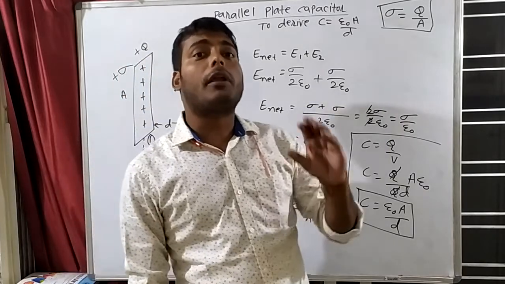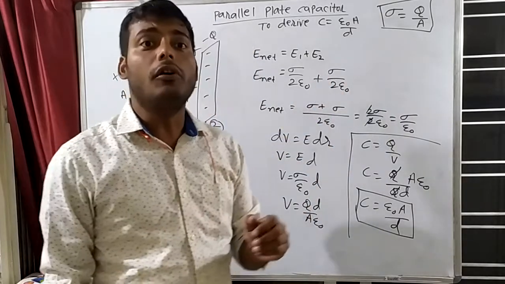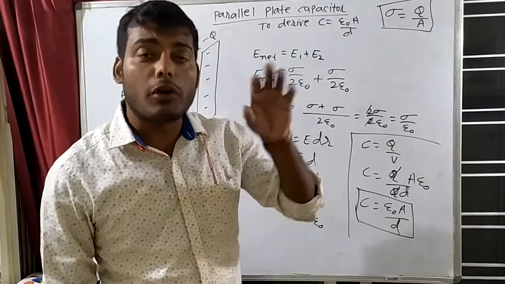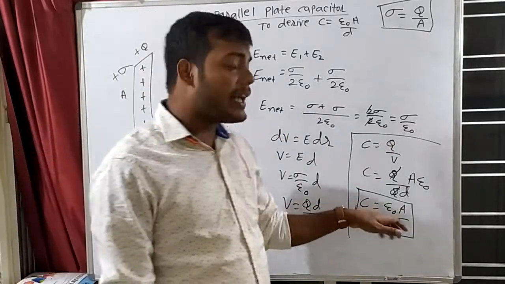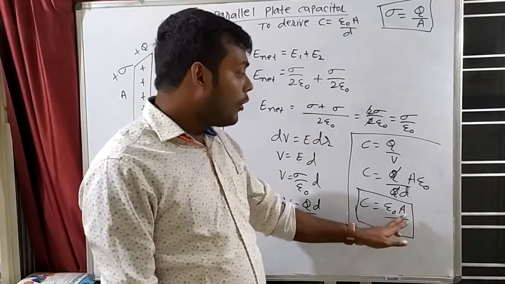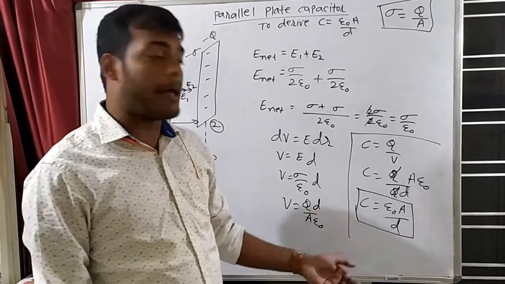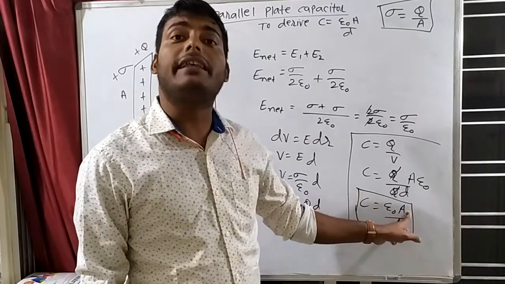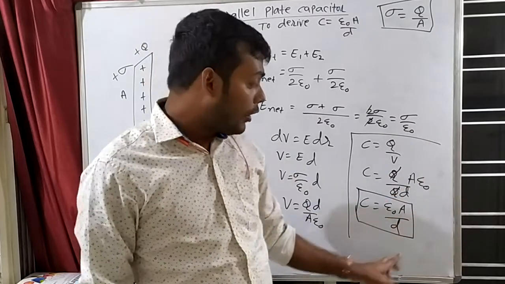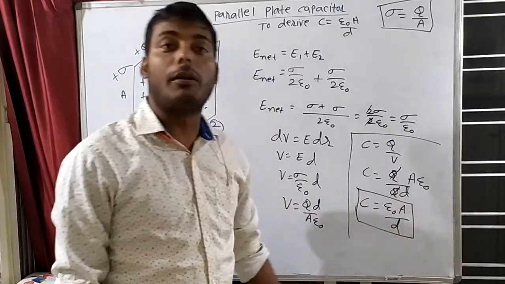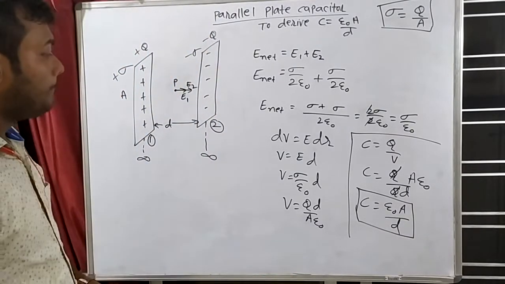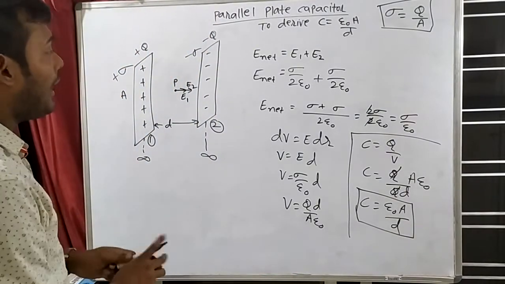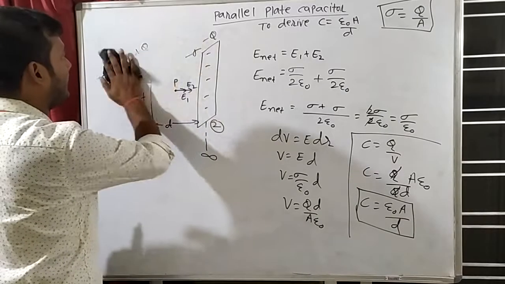Clear? For example, which water tank is good for you? The water tank in which you can store more water. Like that, which capacitor is good for you? The capacitor in which you can store more charge. So, how can we store more charge in a capacitor? When the area of the plate of the capacitor is more and the distance between the plates is less, then that capacitor is a good capacitor. Clear?